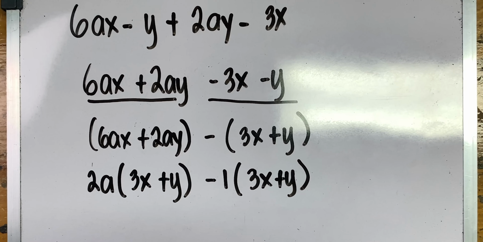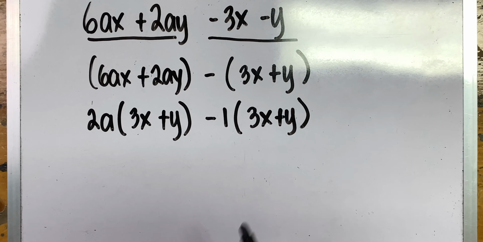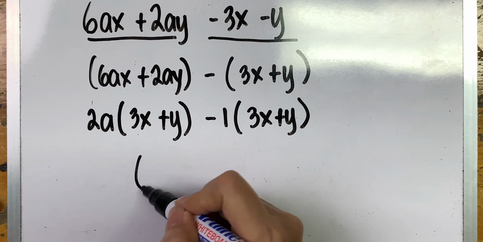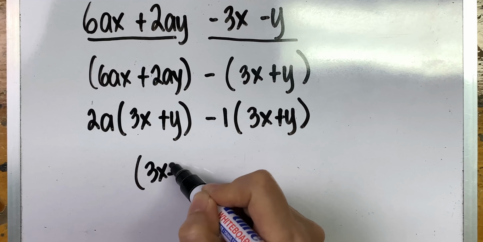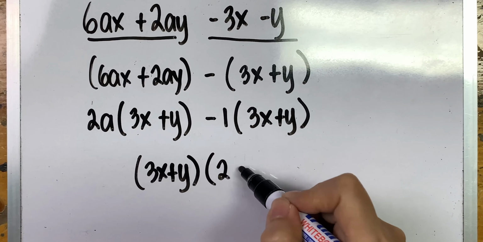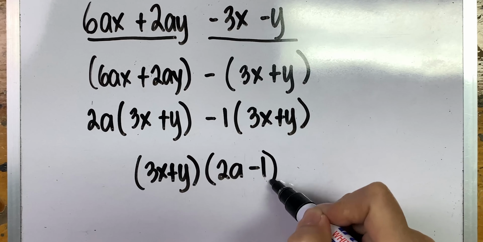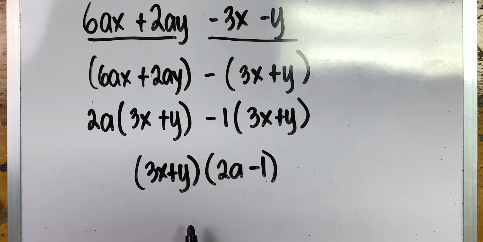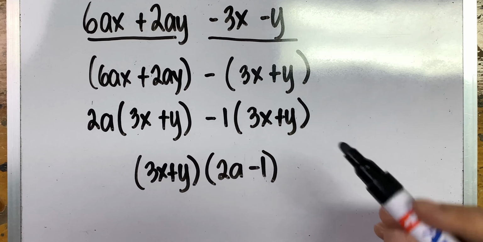You notice na meron tayong common binomial factor. Yun yung 3x plus y. So, i-factor out din natin siya. So, meron tayong 3x plus y. At yung natira, lagay natin sa parenthesis, which is 2a minus 1. So, that's our factors. Now, i-check natin using the FOIL method kung tama yung factors natin.